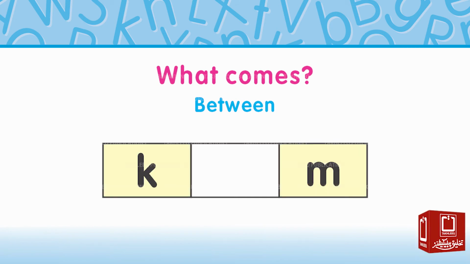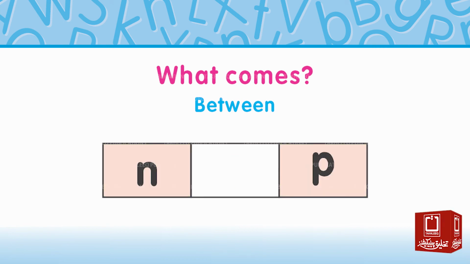What comes between K and M? First we say K, then L and M. K, L, M. L comes between K and M. So we write here L.